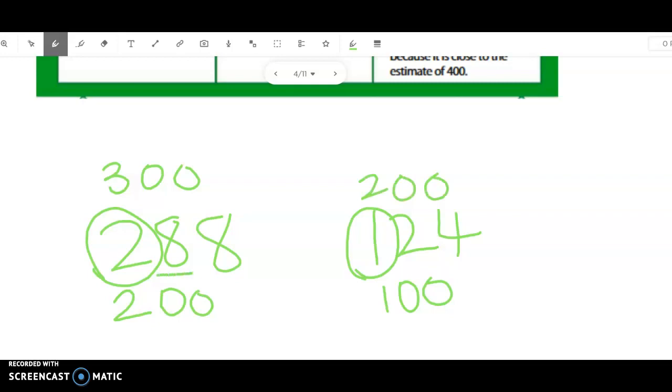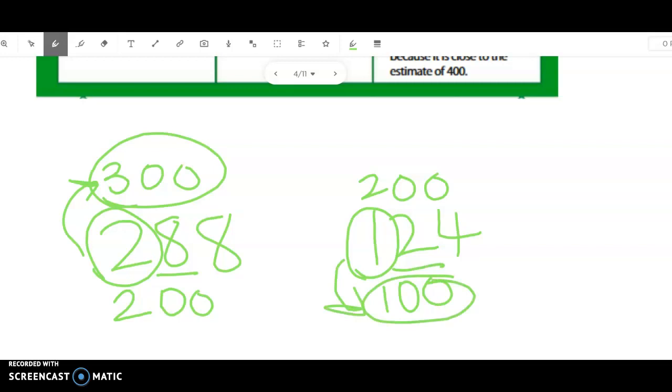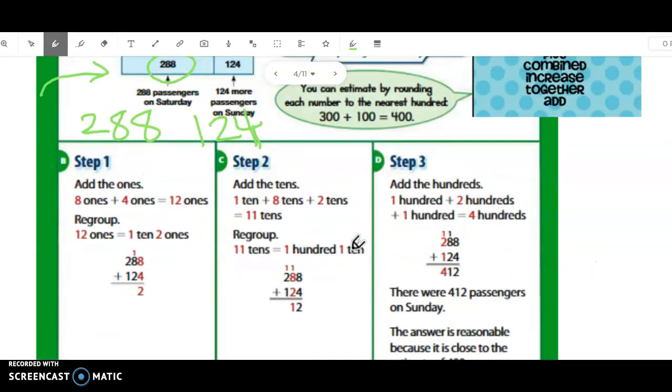Now I can look next door. So I found the place, look next door. 5 and above, give it a shove. 4 and below, let it go. It is above 4, so I will give it a shove. Second one, 4 and below, let it go. 300 plus 100 equals 400. So my answer should be close to 400. Make sure that you wrote this down below. If you need to pause the video, you may pause the video.